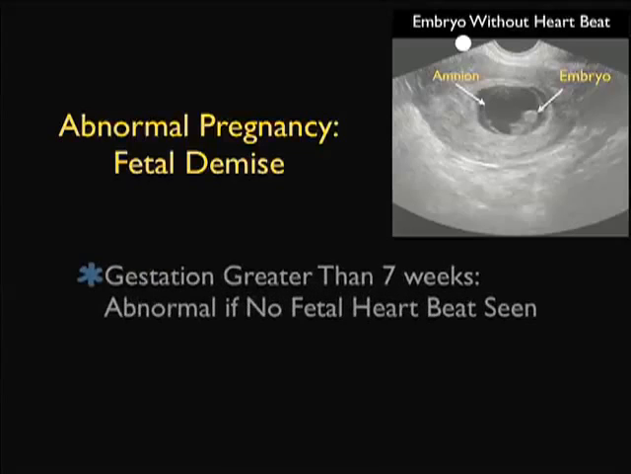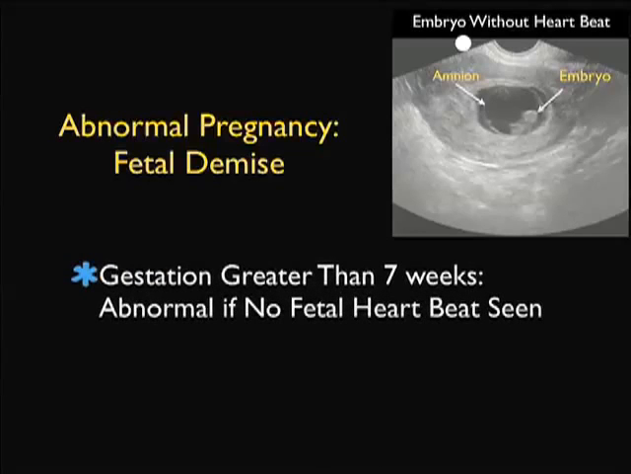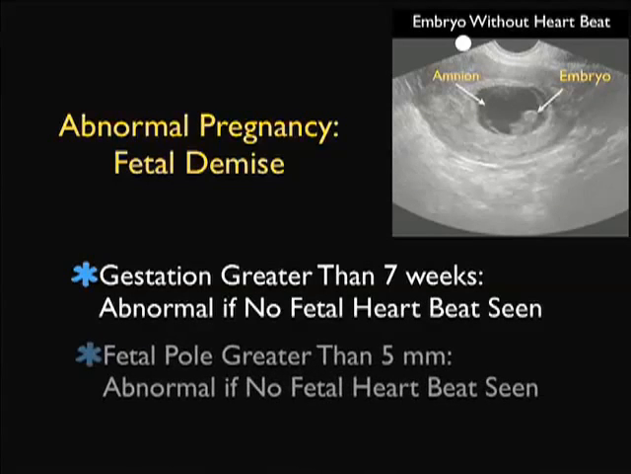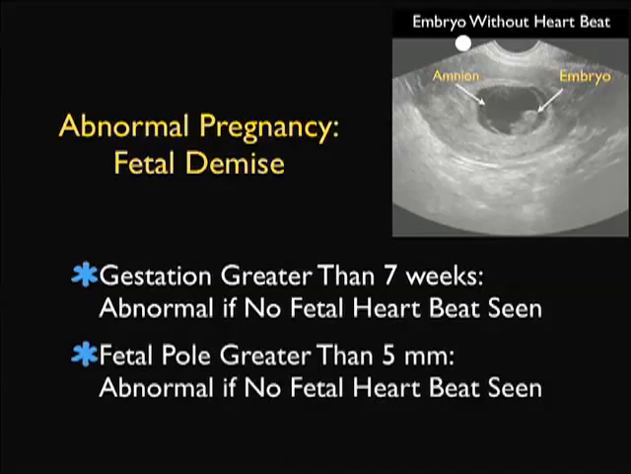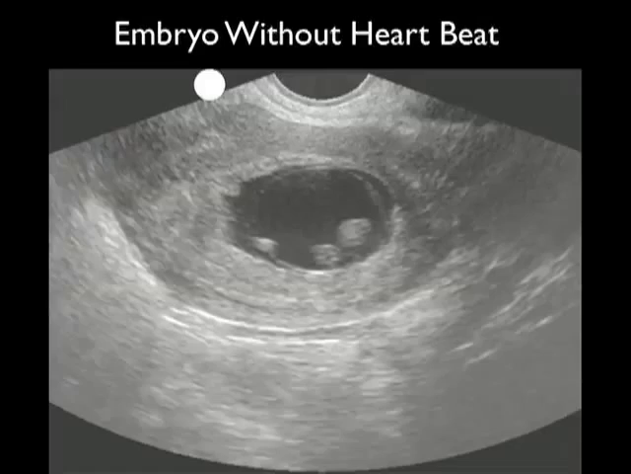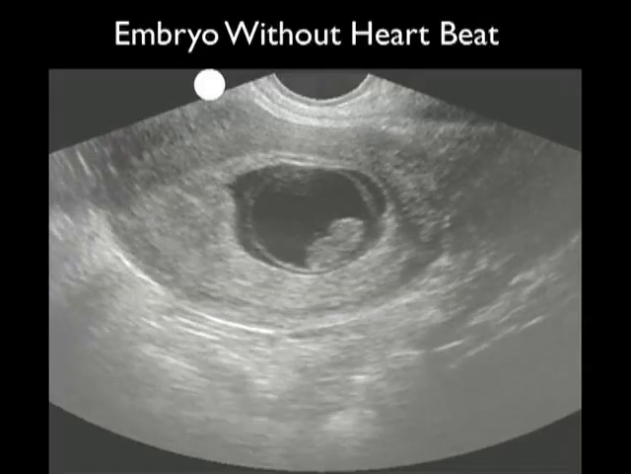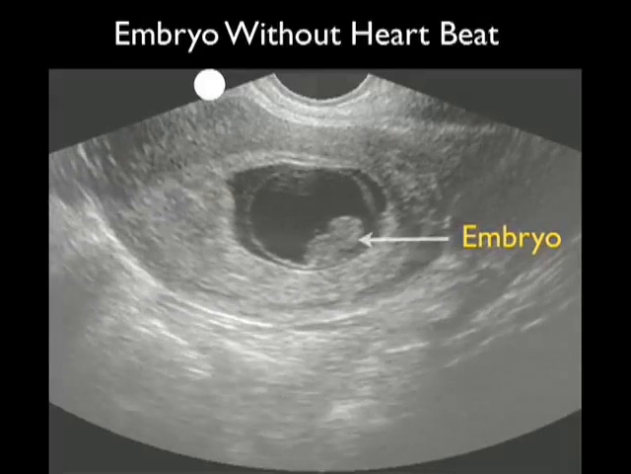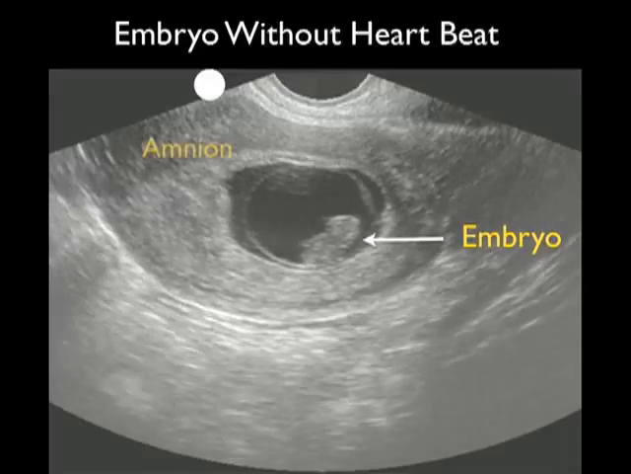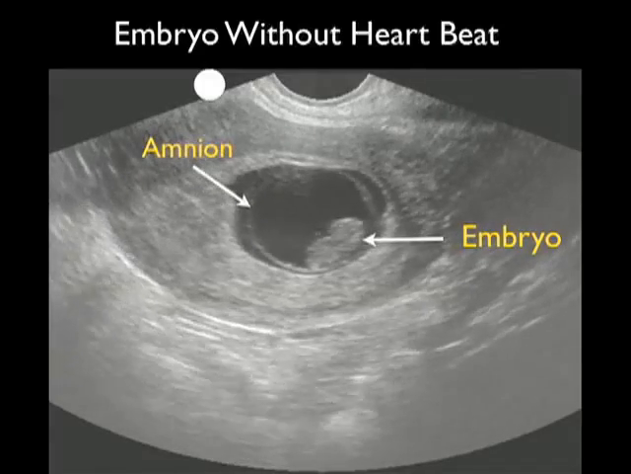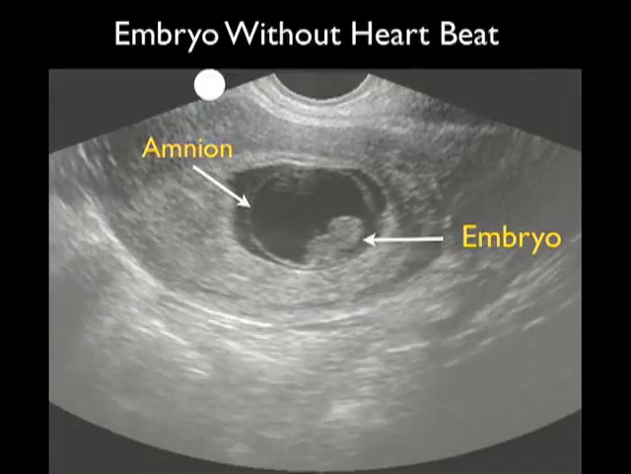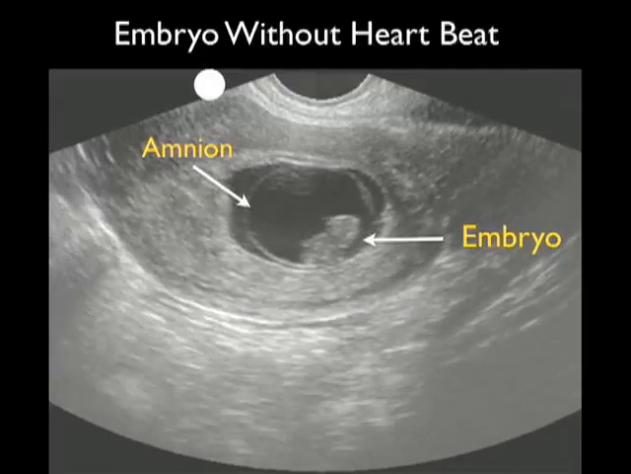Other indicators of an abnormal pregnancy with fetal demise is a gestation greater than 7 weeks, which is abnormal if no fetal heartbeat is seen. And if the fetal pole is greater than 5 millimeters in dimension, this is abnormal if no fetal heartbeat is seen. This was an unfortunate case in which we see a large fetal pole greater than 5 millimeters without a heartbeat. This is indicative of embryonic demise, and we also see a large circular amnion within the gestational sac.